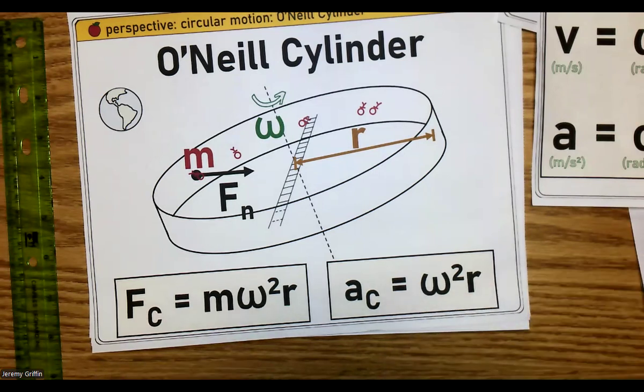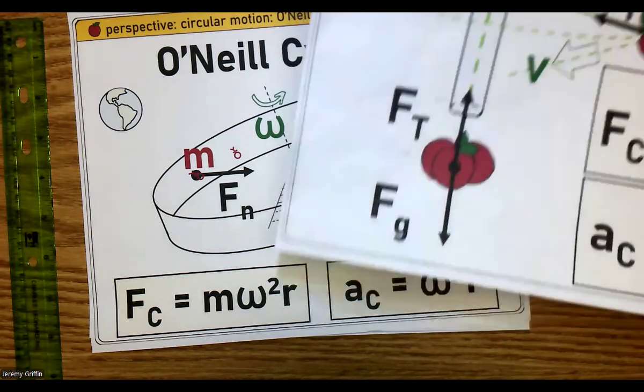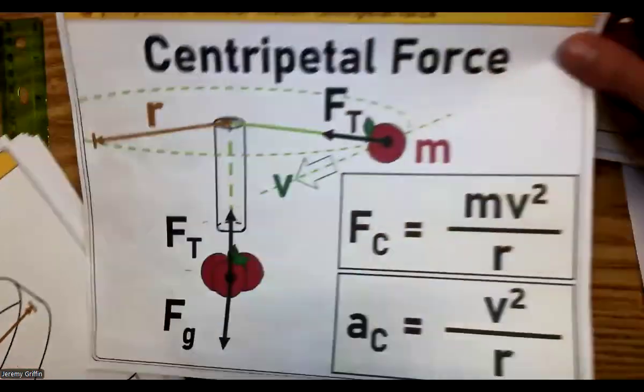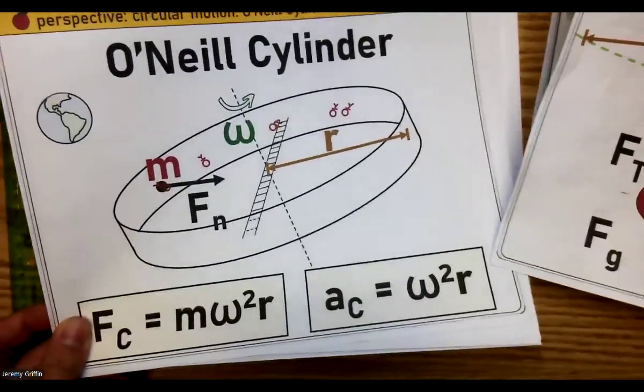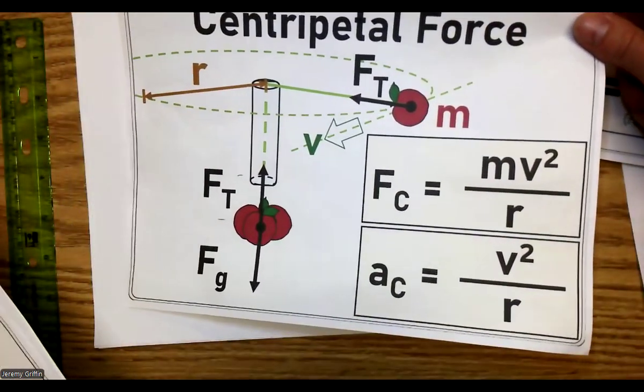Something I want to point out too. It's a little bit funny to think. This does make sense, but you have to think kind of deep on this. If you look at these two side by side, the ball on the string versus the O'Neill cylinder, one's in terms of linear speed, one's in terms of angular speed. Okay, that's all fine so far. But look at the radius. How does the radius enter in each one of these?